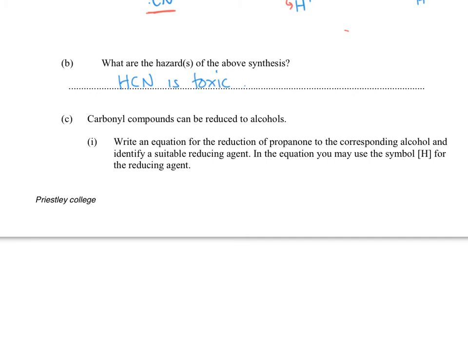Carbonyl compounds can be reduced to alcohols. Write an equation for the reduction of propanone to the corresponding alcohol and identify a suitable reducing agent. In the equation, you may use the symbol H with square brackets for the reducing agent. Be careful to make sure you read the questions properly. Don't try and put things like sodium borohydride actually into an equation.